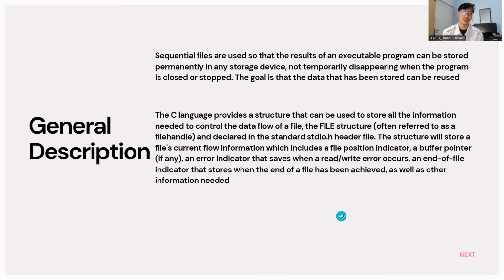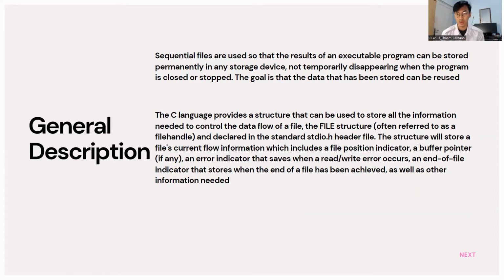Okay, this is the general description. Sequential files are used so that the results of an executable program can be stored permanently in any storage device, not temporarily disappearing when the program is closed or stopped. The goal is that the data that has been stored can be reused. The C language provides a structure that can be used to store all of the information needed to control the data flow of a file.